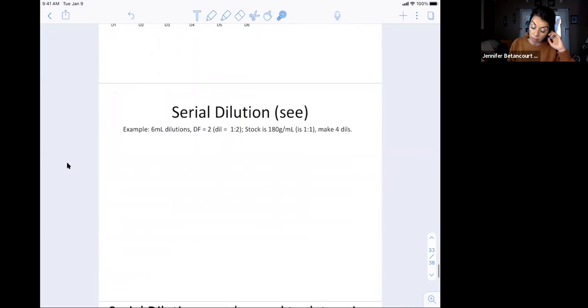And then you didn't see this one, but you're going to do this one. Okay. One more practice one for you. 6 mils is your desired volume. DF of 2, let's change that. Let's change it to 5. So each dilution is going to be a 1 to 5, 1 to 25, etc. Okay. And then you want to make 4 dilutions. So the stock is going to be 1 to 1. And then you want to make 4 additional dilutions.